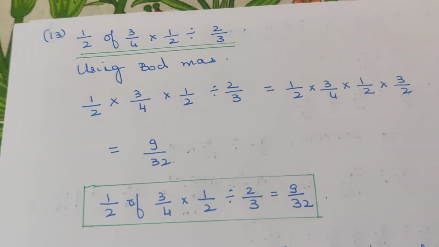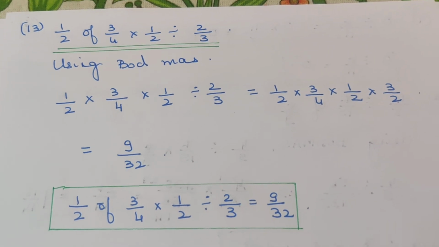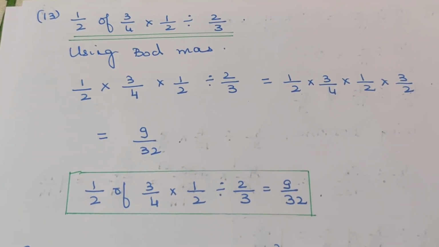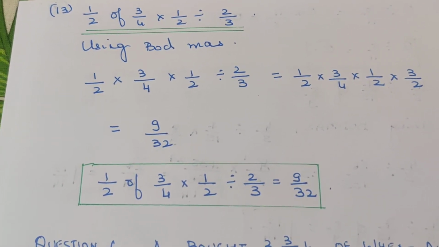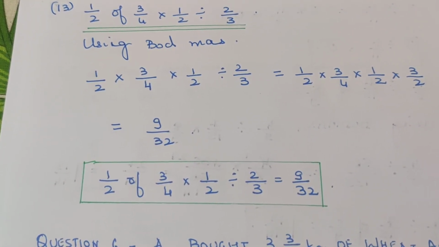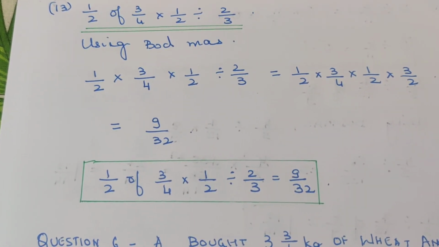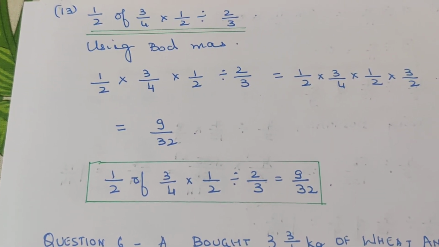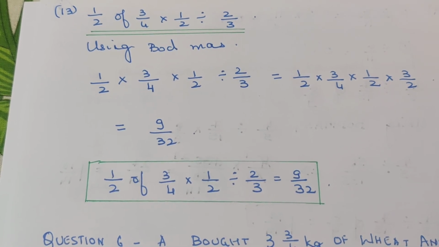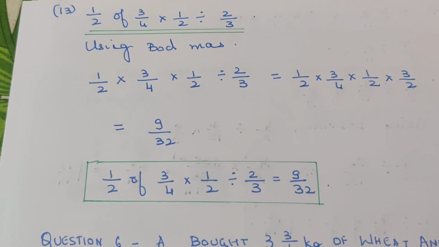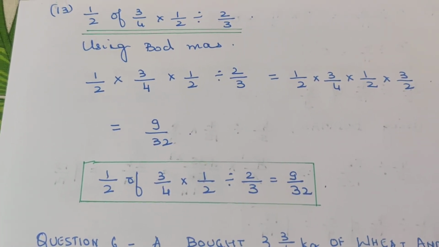And the last sum in this question, 1/2 of 3/4 × 1/2 ÷ 2/3. Using BODMAS, 1/2 × 3/4 × 1/2 ÷ 2/3. That is equal to 1/2 × 3/4 × 1/2 × 3/2. On simplification, you get 9/32. I'm just pausing for a few seconds. Therefore, 1/2 of 3/4 × 1/2 ÷ 2/3 is equal to 9/32. Just pausing here.